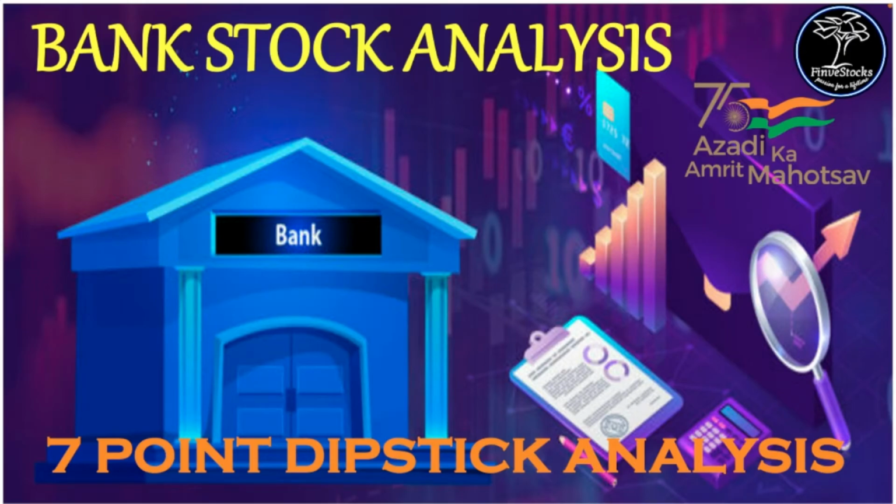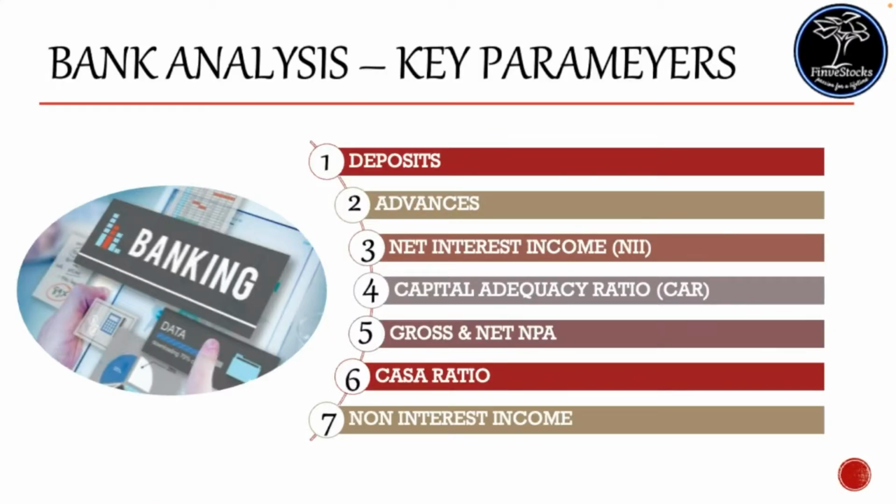So let's begin. The 7 points one should consider before buying bank stocks are: first one is the deposits, then comes advances, net interest income NII, capital adequacy ratio that is CAR, gross and net NPA, CASA ratio that is current account to savings account ratio, and non-interest income. Apart from this, there are 3 other parameters that we will also discuss along with the video. So let's see each one by one.